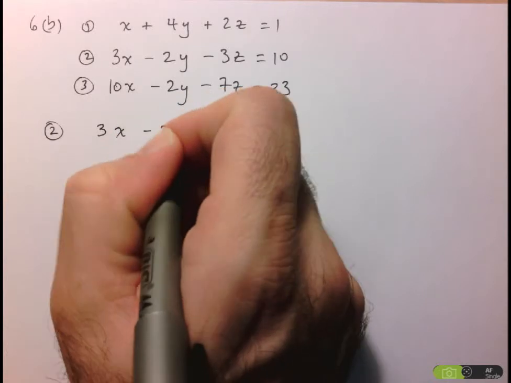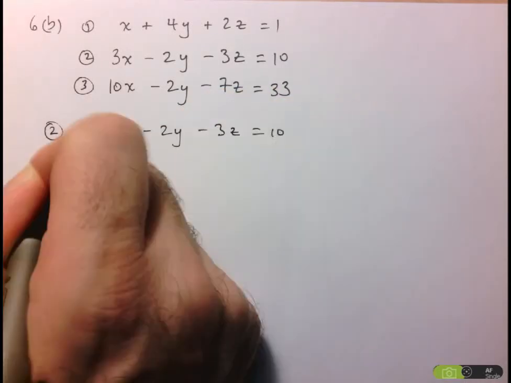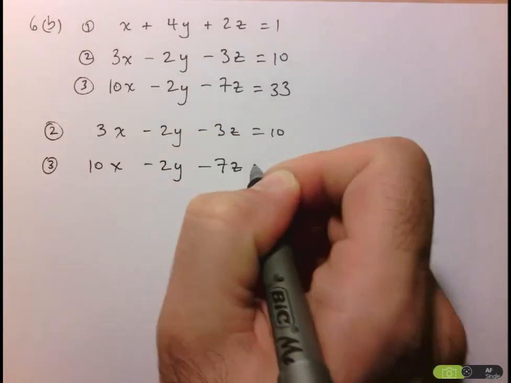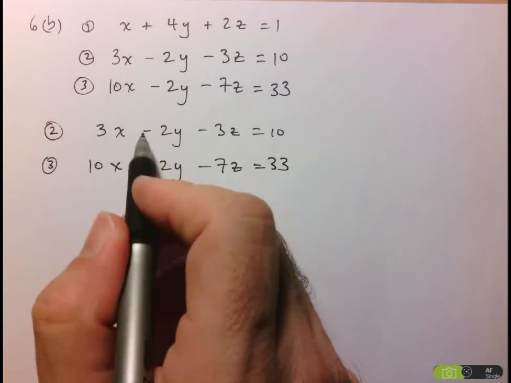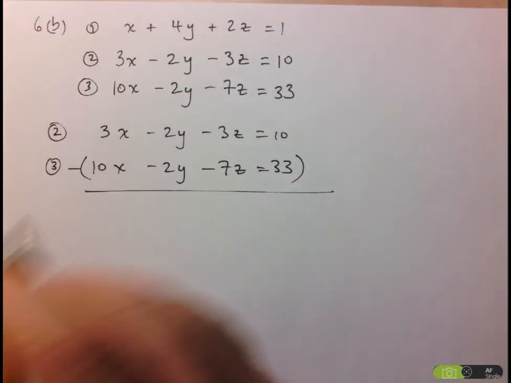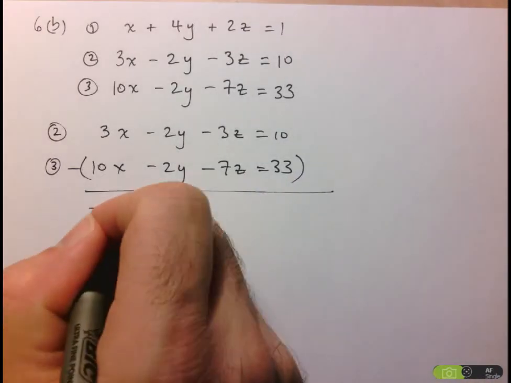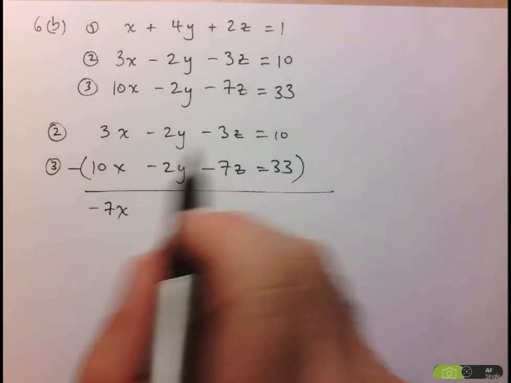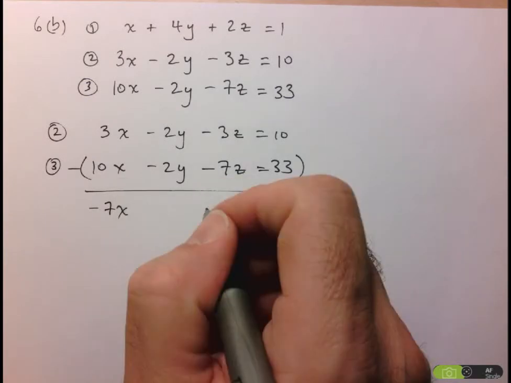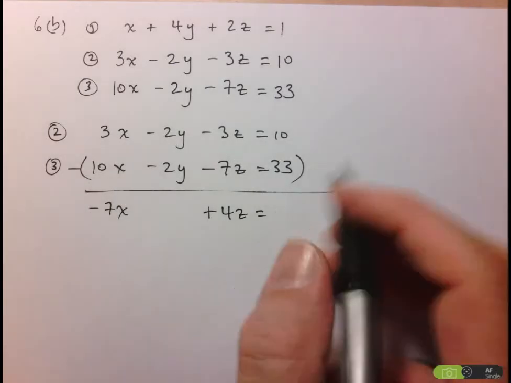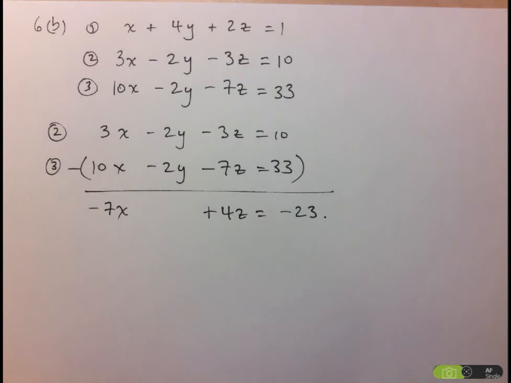So 3x minus 2y minus 3z equals 10, and then equation 3 we have 10x minus 2y minus 7z equals 33, and since the signs are the same, we should be subtracting these equations. So 3 minus 10x, so we have -7x, -2 plus 2, that disappears, and here we have -3 plus 7, so here we have plus 4z equals 10 minus 33, which is -23. Okay, so here we have what we're going to call equation 4.